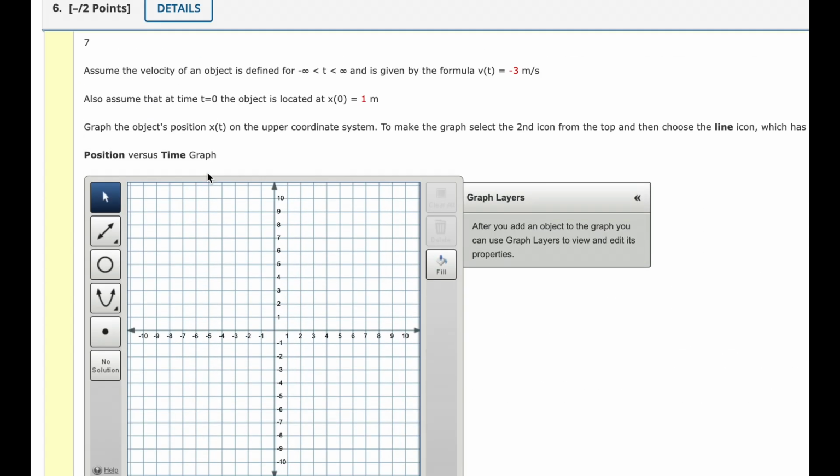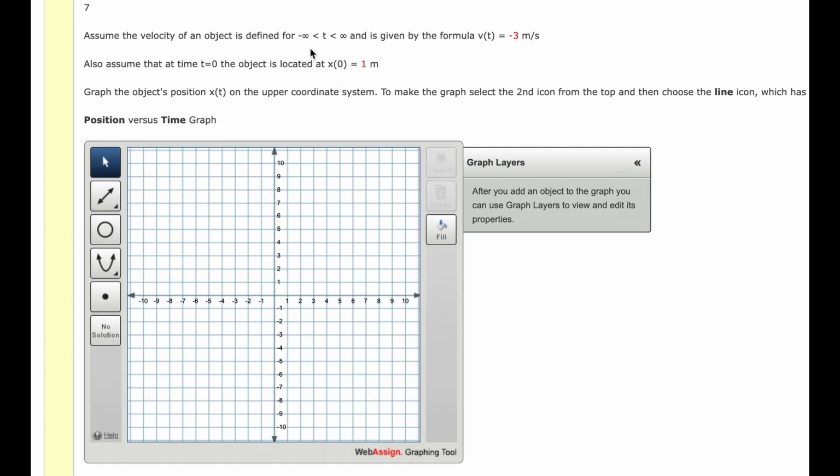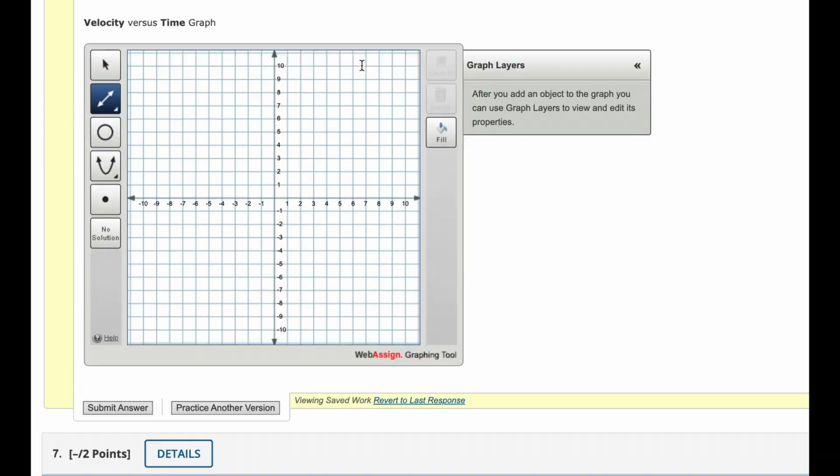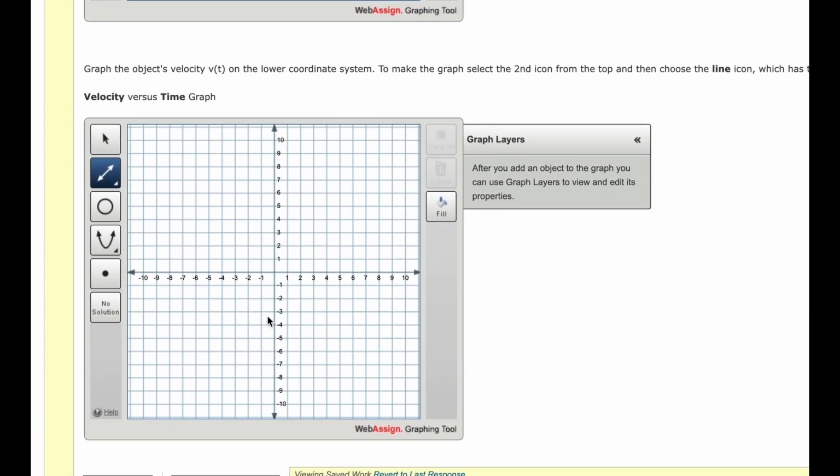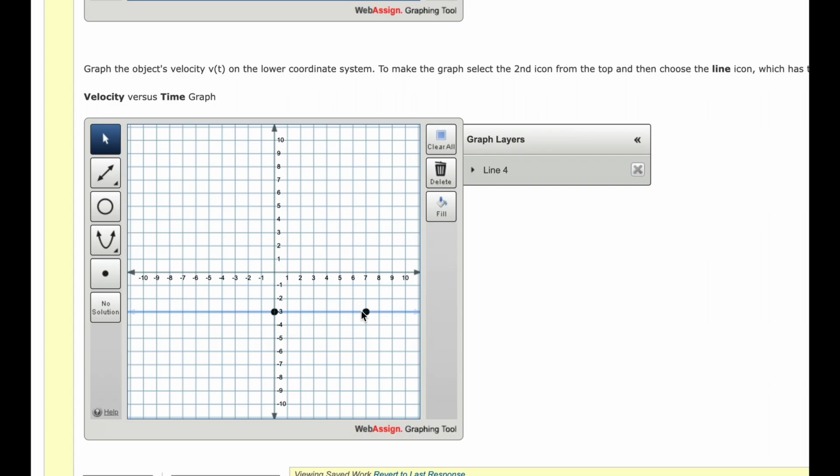And the reason is that in the beginning of the question, they said that the time domain was anything from -infinity to infinity, and the object holds this velocity that whole time. So we want that kind of response.